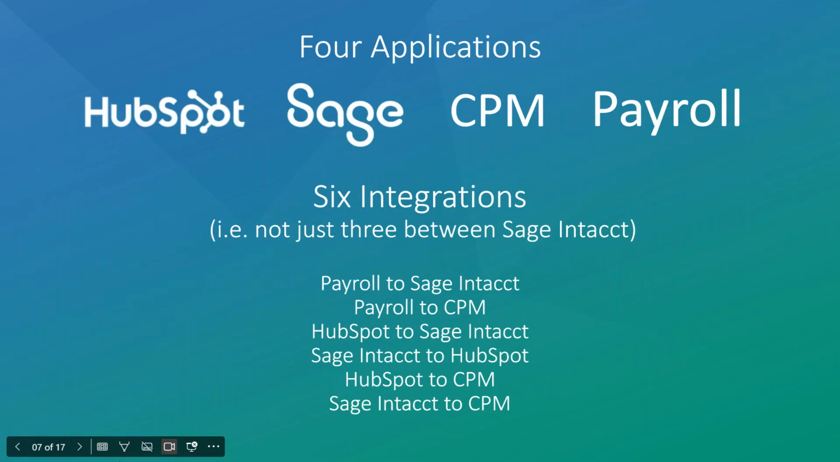We build bridges between DataBlend and those systems, and then you can move the data anywhere you need to between any of the systems you're connecting to. And this slide showcases that there are 4 applications, but it's not just 3 integrations to Sage Intacct, it's 6 different workflows, right? Moving between those different systems, all because DataBlend's in the middle of it, empowering it.